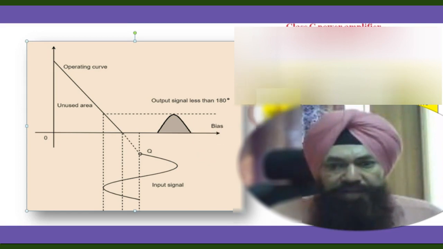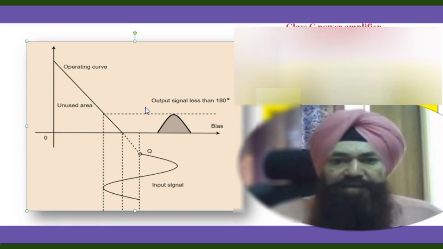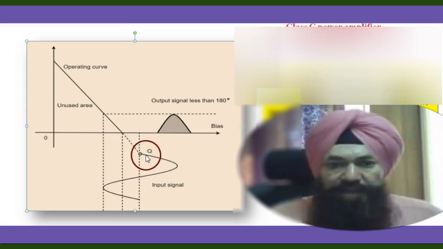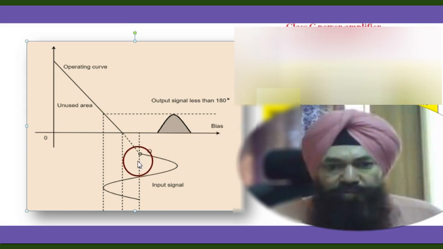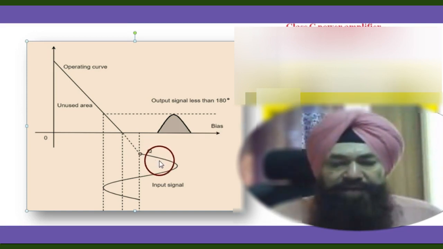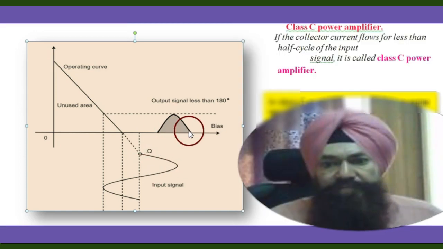In class C amplifier, the base is given some negative bias so that the collector current does not flow. That means for class C amplifier, the input junction is made slightly reverse biased. When the input signal comes, the positive half comes, and some part does not appear at the output because of the reverse biasing. But when the input signal becomes more positive, then the input junction becomes forward biased, and then the transistor works and that signal appears on the output side.